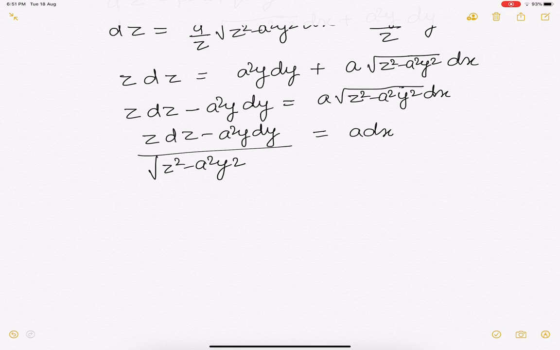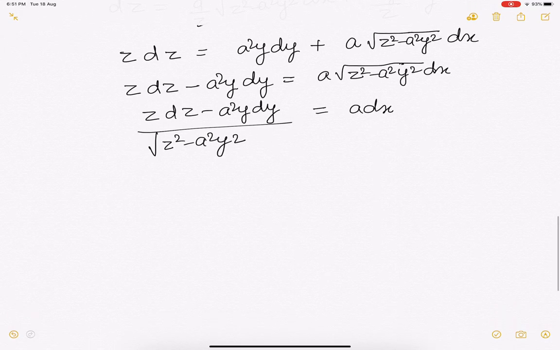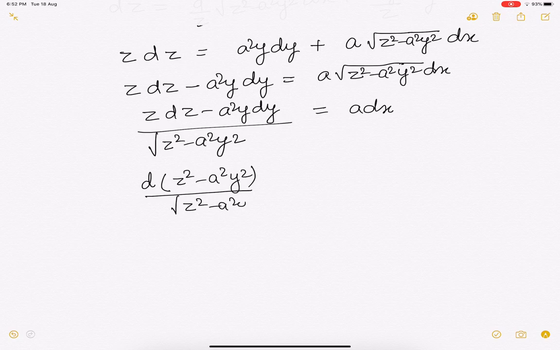In the previous lecture, I solved this question and I am solving it again because this was a student's query. Again, I hope this time you will get to know how to solve this question. So we have d of z square minus a square y square. So this is d of z square minus a square y square upon root over z square minus a square y square.